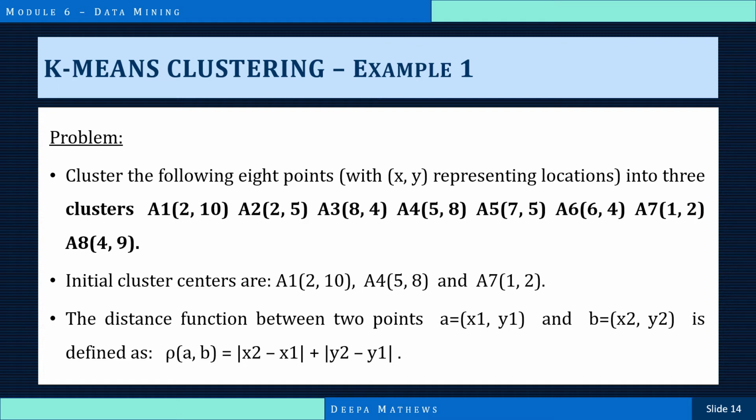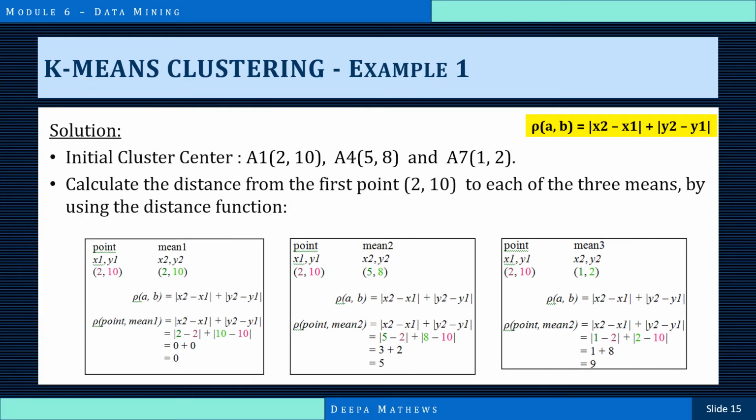The distance function between the points A and B can be calculated using the equation absolute value of x2 minus x1 plus absolute value of y2 minus y1. So for each object we need to find the distance from the mean point. Among the 8 points, we selected A1, A4 and A7 as the initial cluster centers.